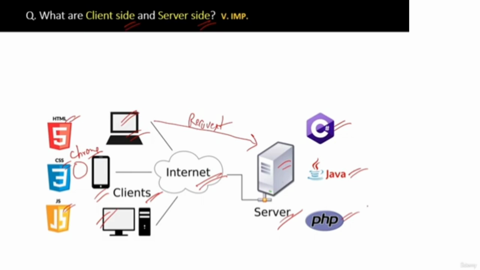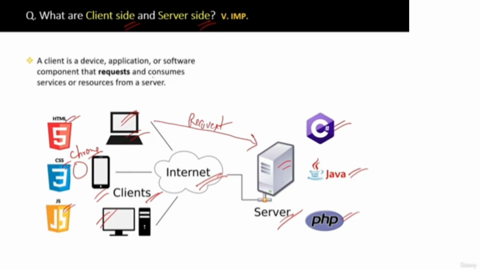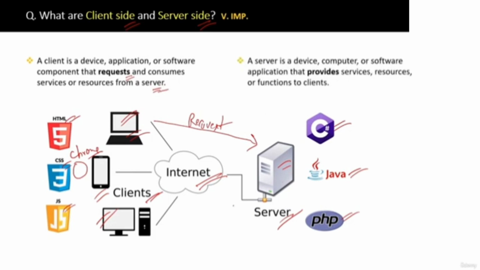Finally, the difference between them is: a client is a device, application, or software component that requests, okay, and consumes the services or resources from a server. Whereas a server is a device, computer, or software application that provides services, resources, or functions to the clients. So this is the short story of the client and server.